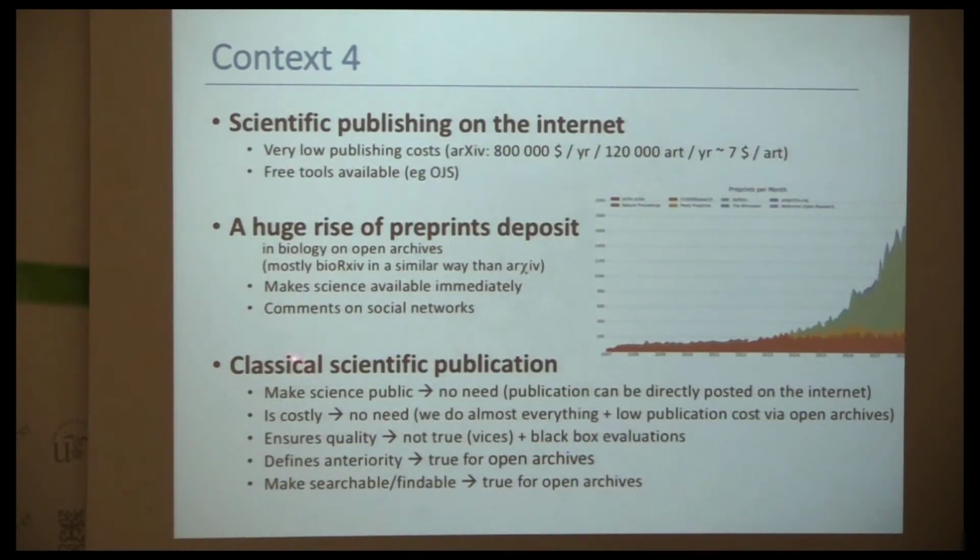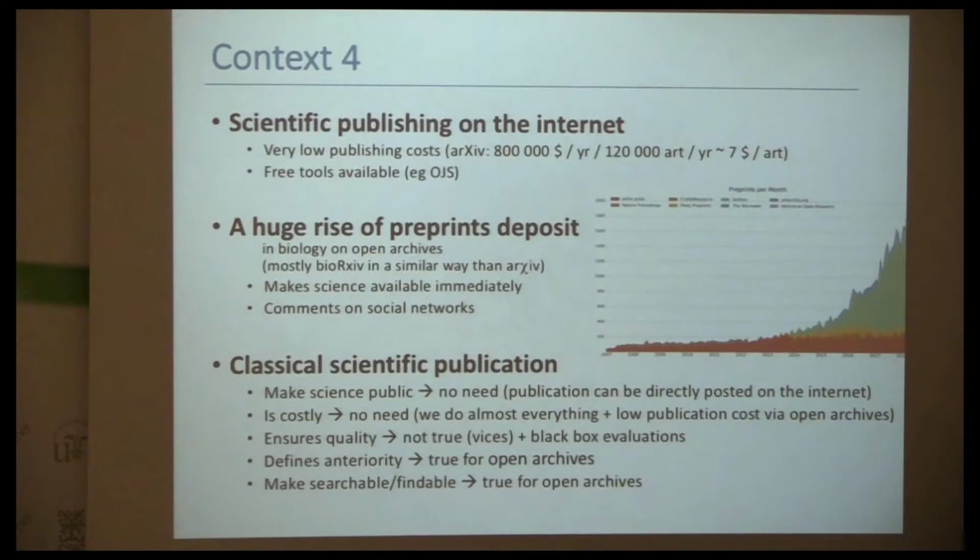So if I go back to the classical scientific publication, I told you that it makes science public. This is why we are publishing. But there is no need. Publication can be directly posted on the internet. It is costly, as I told you, but there is no need. We do almost everything, and there is a low cost of publication via open archive.